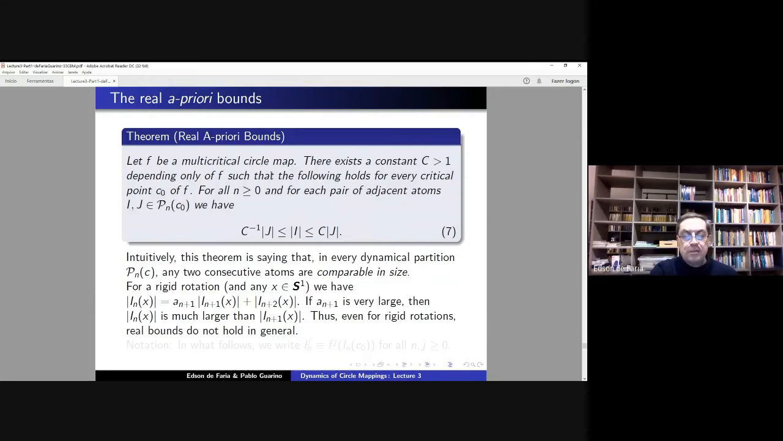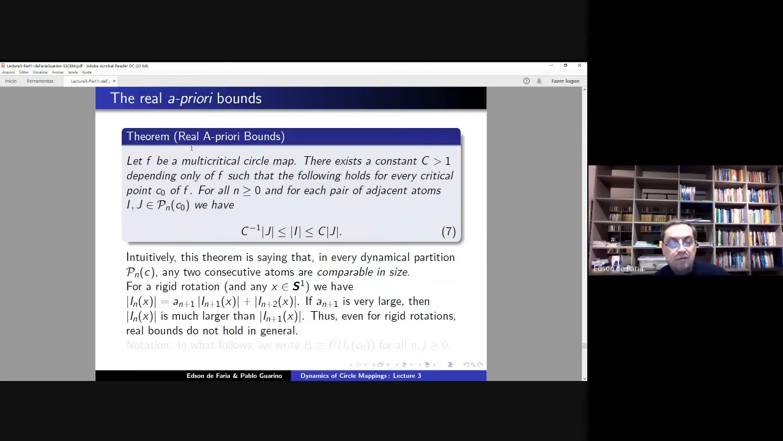Note that rigid rotations rarely have these real a priori bounds. They only have them when the rotation number happens to be of bounded type. Because when you have a rigid rotation, it's not difficult to see that the lengths of the intervals I sub n are related by this recursive expression that you see here: I sub n of x is equal to a sub n plus 1 times I sub n plus 1 of x plus I sub n plus 2 of x. This is not difficult to see.